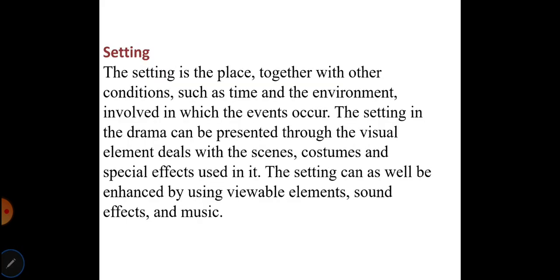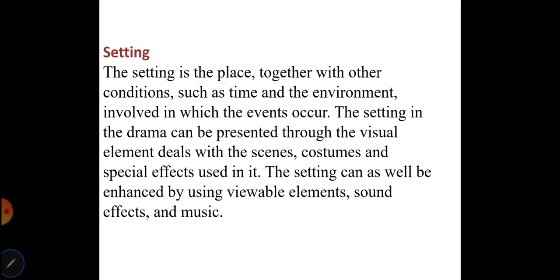Okay. Another element that you are familiar with is setting. Setting is exactly like in fiction. It refers to place and it refers to time. The setting includes these two elements. Of course, along with the conditions, like the atmosphere, the environment involved in the events.